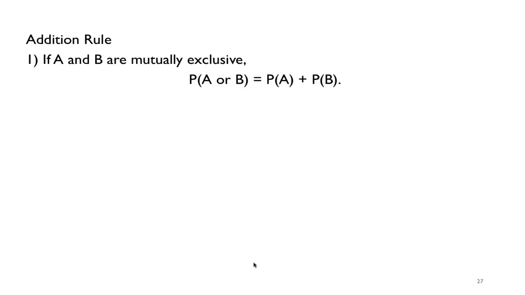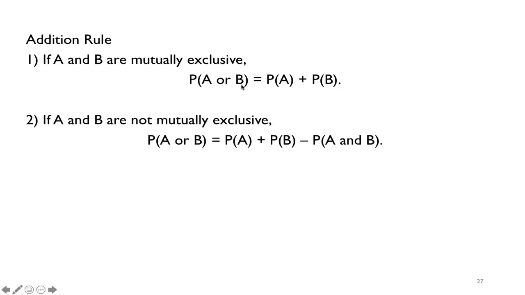So here's the addition rule. If A and B are mutually exclusive, then it's easy to figure out P of A or B. The probability of A or B happening is P of A plus P of B. Here, "or" means that either one or the other or both happens. Now if A and B are not mutually exclusive, then you have to use a more general rule: P of A plus P of B minus P of A and B. The key here is that we have to subtract the probability that both of them happen.